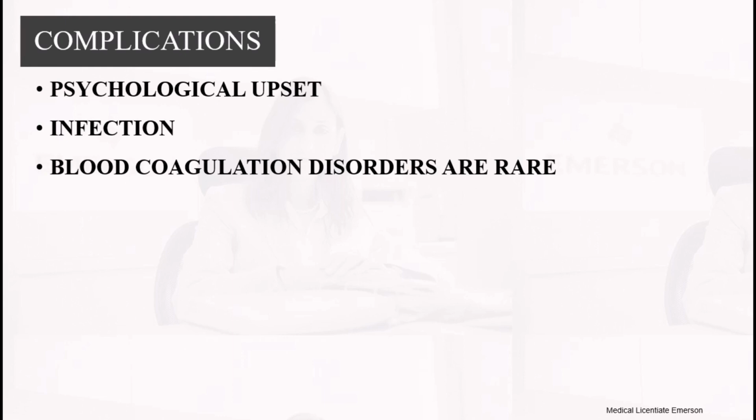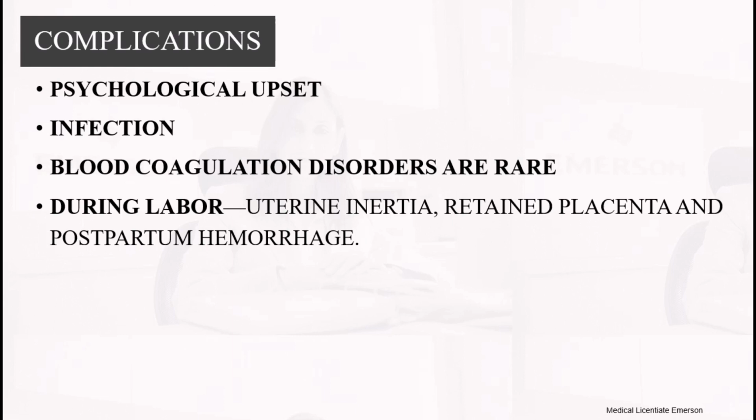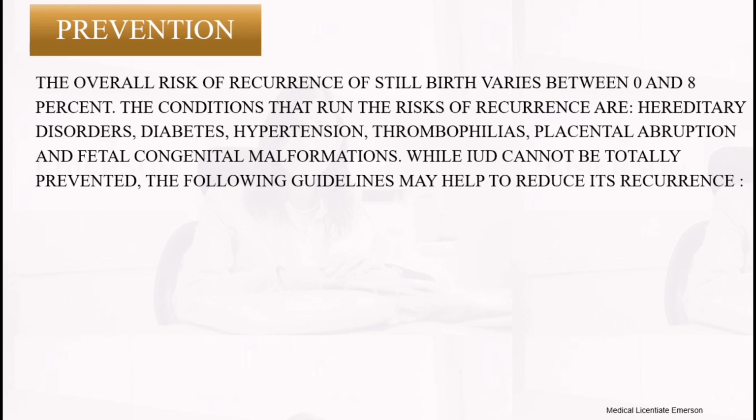Then we also have other complications during labor, such as uterine inertia, retained placenta, and postpartum hemorrhage. Then how do you prevent this condition? The overall risk of recurrence of stillbirth varies between 0 and 8%. The conditions that run the risk of recurrence are hereditary disorders, diabetes, hypertension, thrombophilias, placental abruption, and fetal congenital malformations.